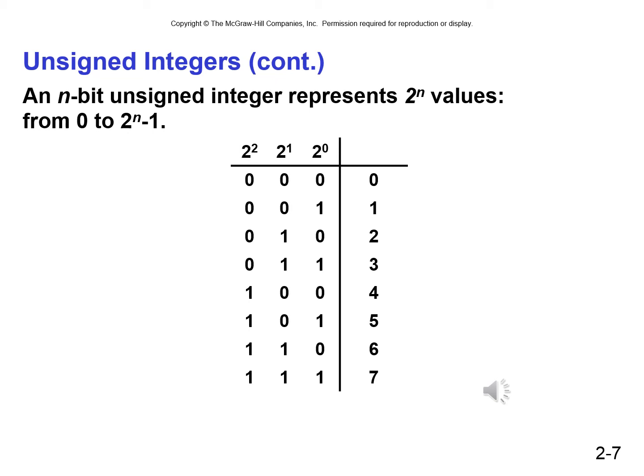Just to give you some pattern recognition hints, whenever bit 0 is a 1, you have an odd number. Whenever bit 0 is a 0, you have an even number. See? 0, 2, 4, 6. Bit 0 is always 0. 1, 3, 5, 7. Bit 0 is always a 1.